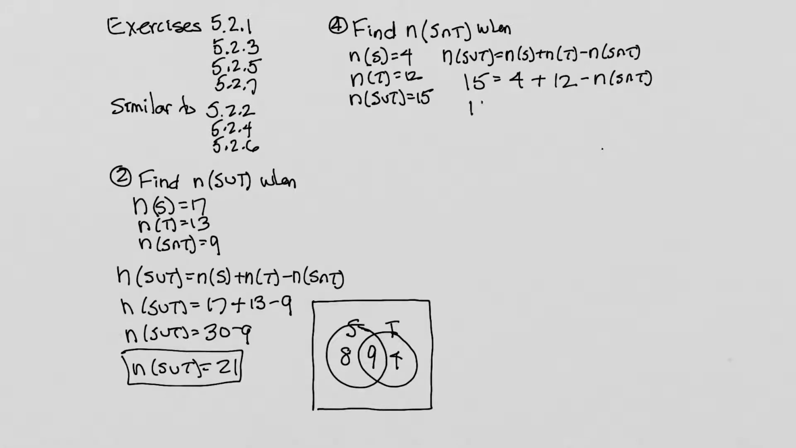Now, let's see where we are. This is 15 is equal to 16 minus the number in the intersection. And if we subtract this 16 from both sides, we will get negative 1 equals negative, or the opposite of S intersect T. And then multiplying or dividing both sides by negative 1, we will get what we're looking for. The number of elements in S intersect T is 1.